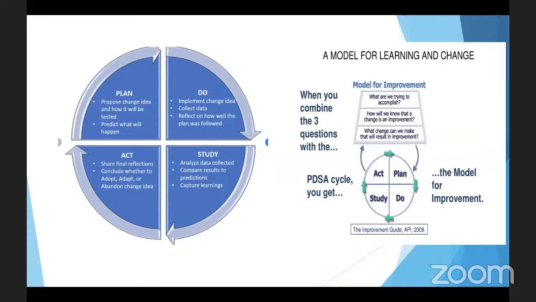Then in Do, you implement the change, you collect the data. In Study, you analyze the data. And in Act, you will share your recommendations for whether this intervention should be adopted to improve compliance with guidelines or not.